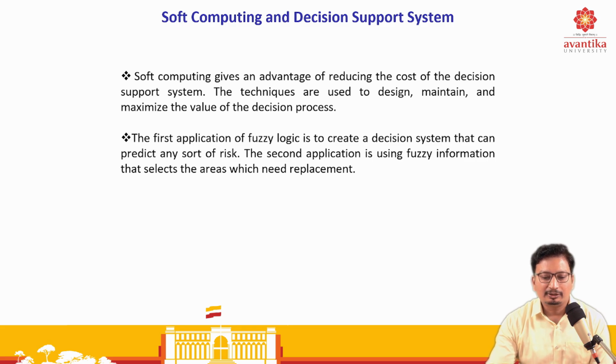The first application of fuzzy logic is to create a decision system that can predict any sort of risk in any particular thing. The second application is using fuzzy information that selects the area which needs replacement. Okay, so these are some of the examples where the soft computing approaches can also be used where the decision has to be taken on the basis of certain parameters.